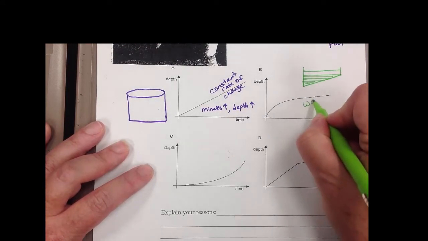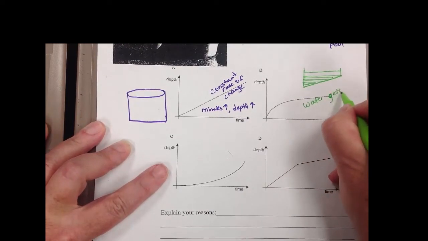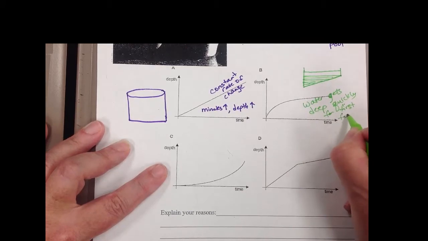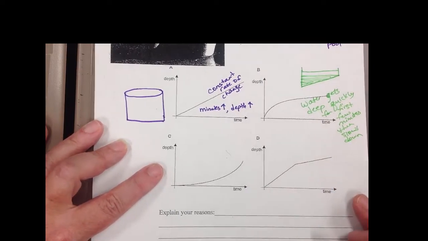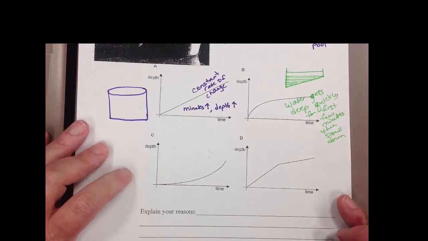So water gets deep quickly for the first few minutes, then slows down. Okay? All right, let's take a look at graph C.